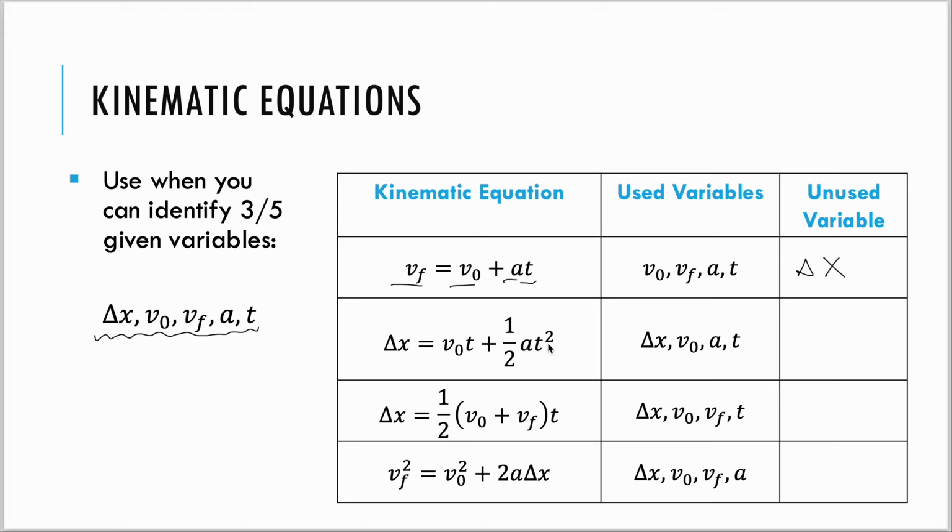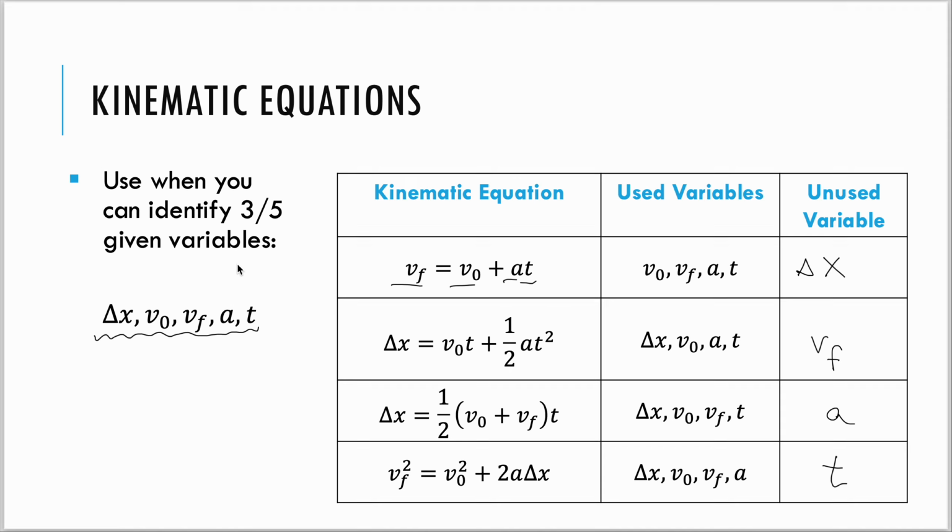Next up, the second equation has delta x, vo, a, and t, so that means it does not have vf, the final velocity. So use this if you don't care about vf. Next up, this one does not have acceleration. We don't use this as much because we usually have acceleration, but sometimes we do use it. And this last one does not have time.